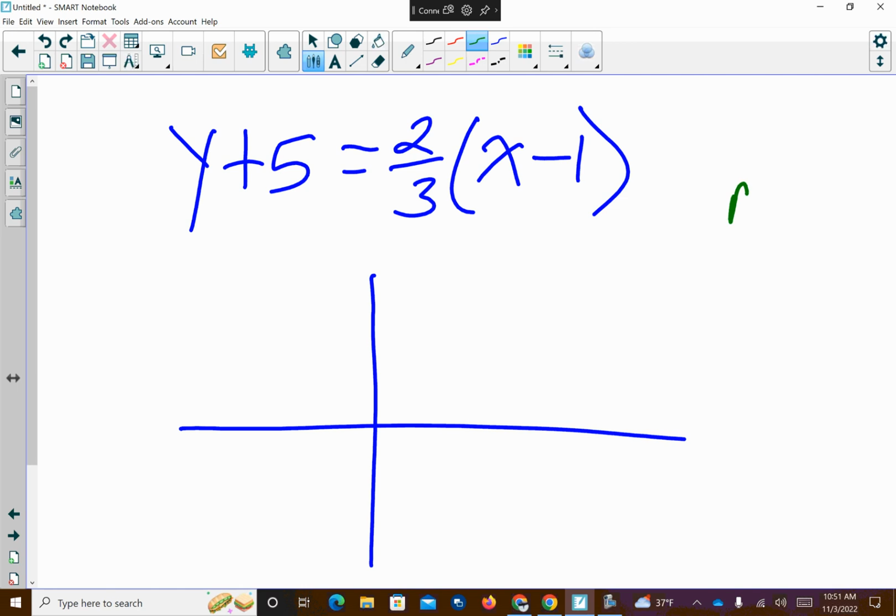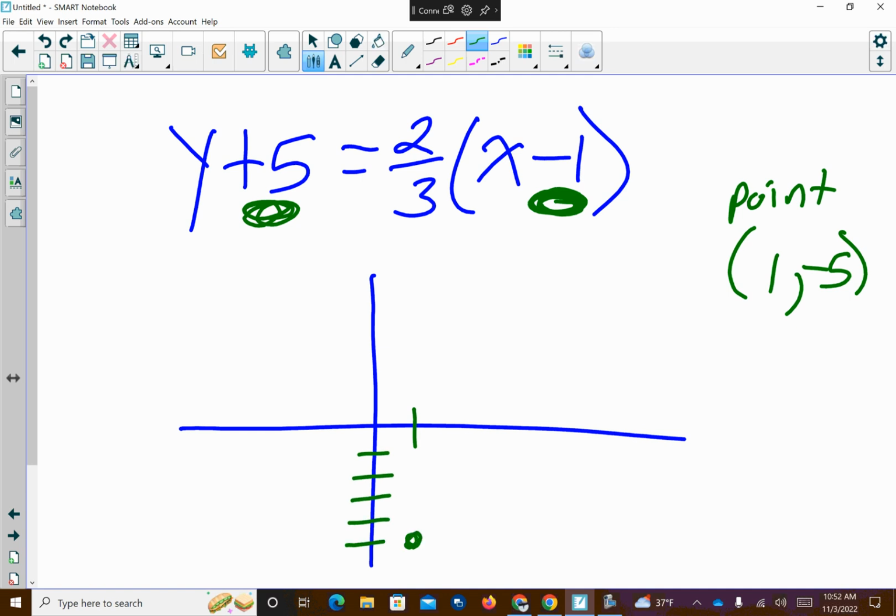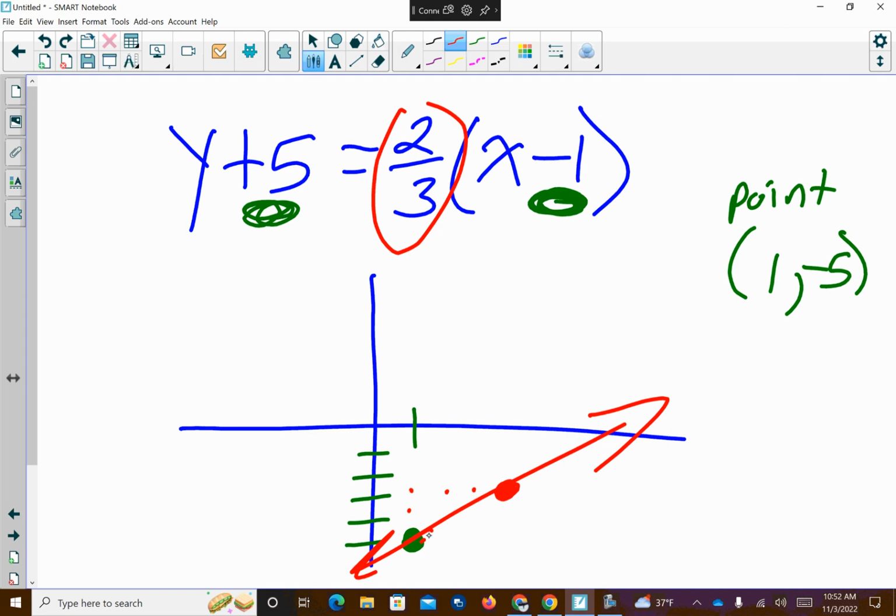Friends, what's my point? Remember what happens here? 1, and then what happens here? -5. Remember, the signs have to change. So 1, -5 is right there. What's my slope then? Yeah, 2 over 3. So up 2, right 3. You see the error you made? You flip-flopped your X and Y.